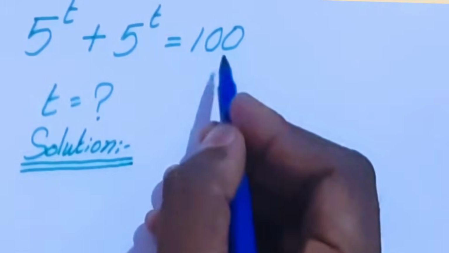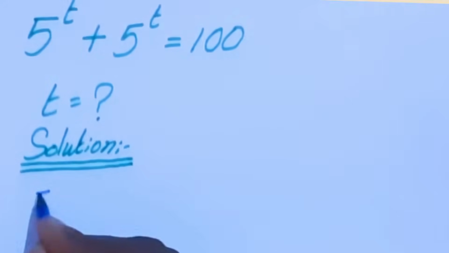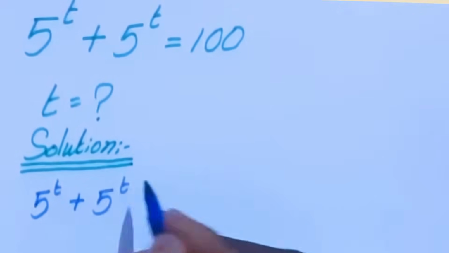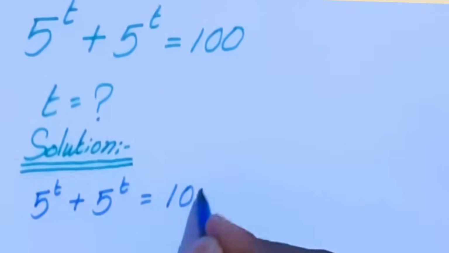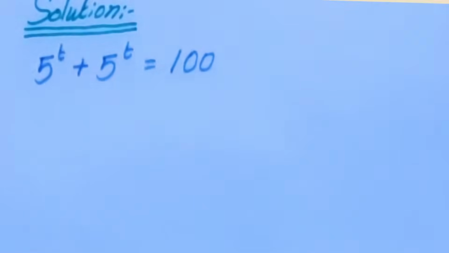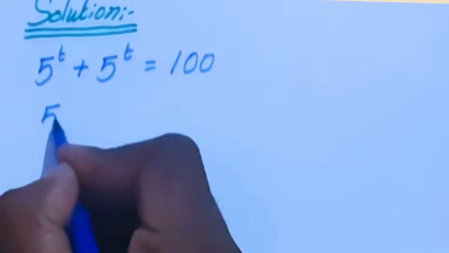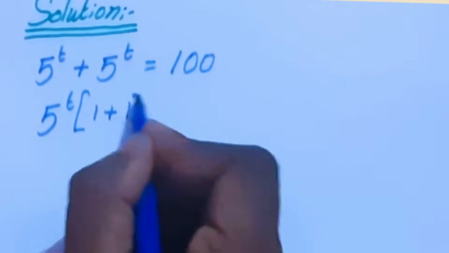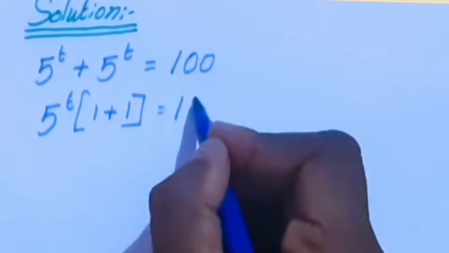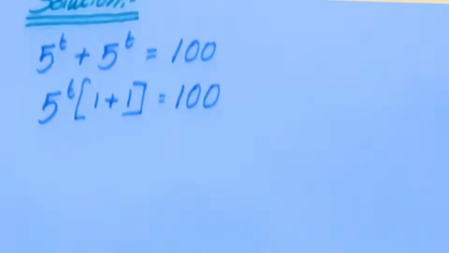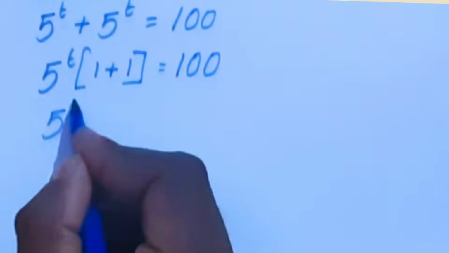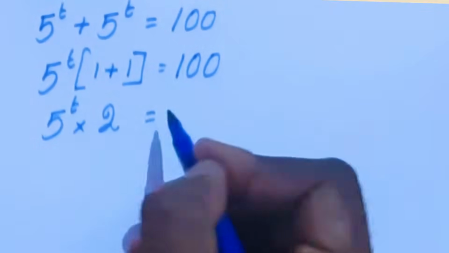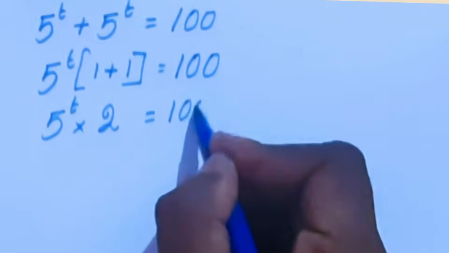Today we are going to solve this problem to find t value. Solution: 5 power t plus 5 power t equal to 100. Now we are going to take 5 power t common. So 5 power t open bracket 1 plus 1 close bracket equal to 100. Now 5 power t times 1 plus 1 is 2 equal to this 100.